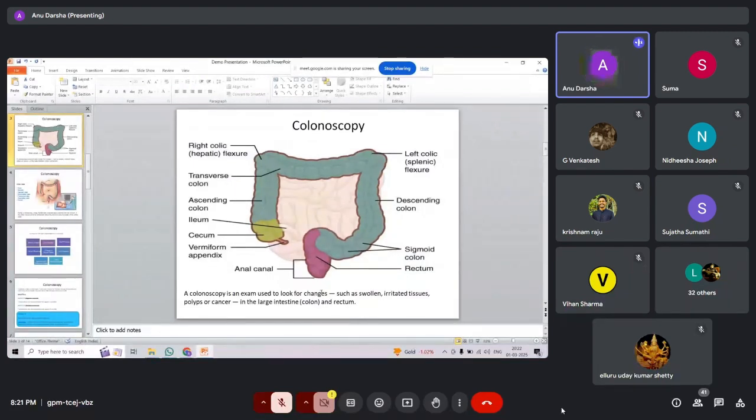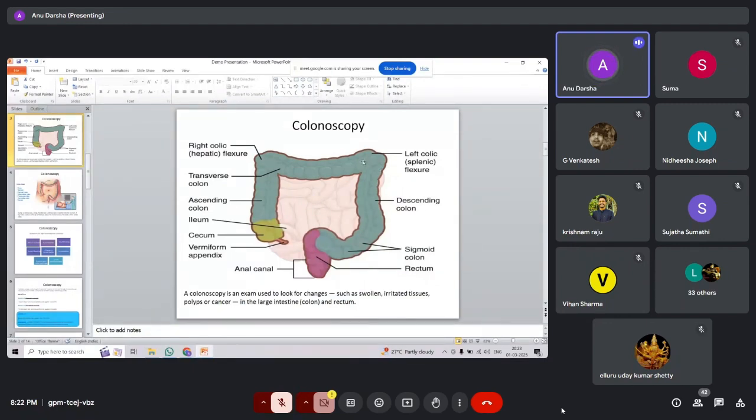On the other hand, if they have found some polyp in the sigmoid area, sigmoid colon, and they have done a polypectomy here, or they have found some polyp here and they are doing a polypectomy, or they found some diverticulosis, so they are taking the biopsy of the diverticulosis. So anything it could be. If some treatment they are doing, some sampling they are taking, then it is called a therapeutic procedure.